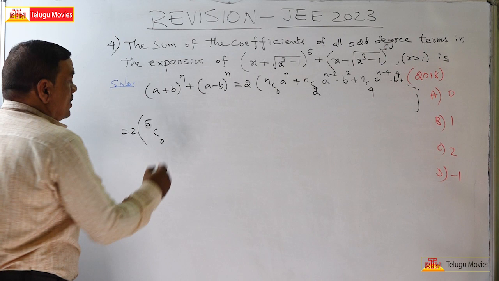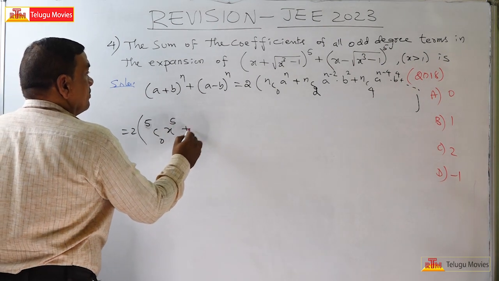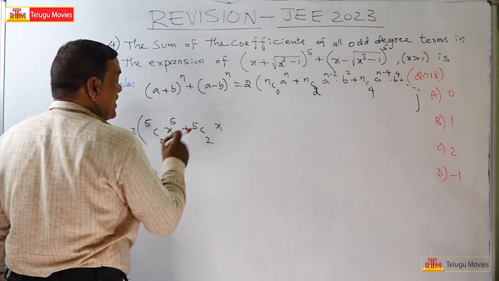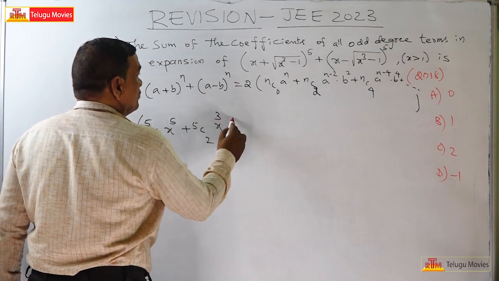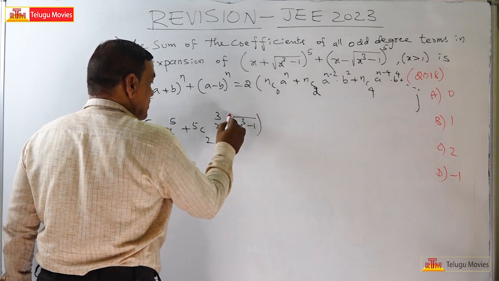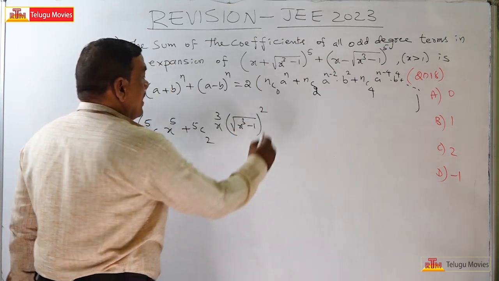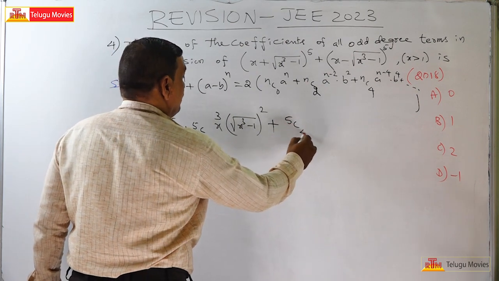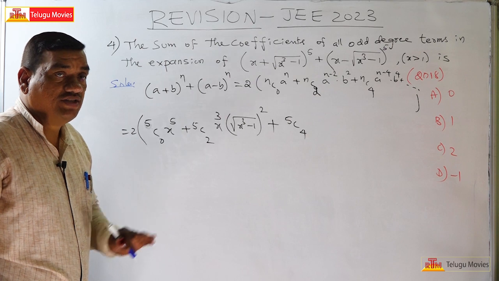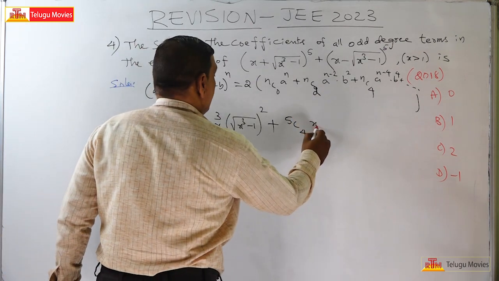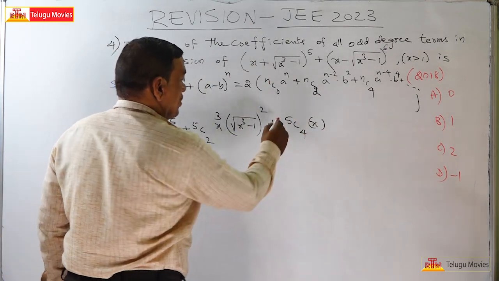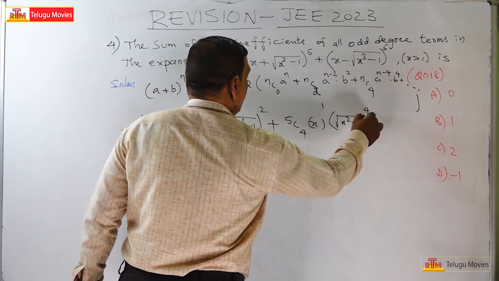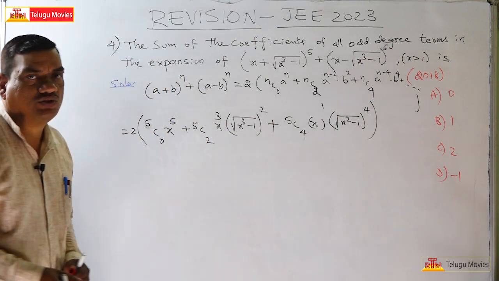5C0 x^5 plus the next one 5C2 x^(5-2), that is x^3 into (x^3 minus 1) whole squared, plus the next one 5C4, the last term. So that is x^(5-4), which is x, and the square root of (x^2 minus 1) whole to the power of 4. That's all. No 5C6 will come.